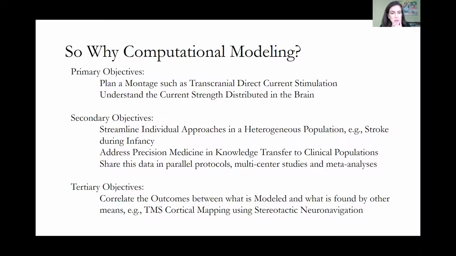Then the tertiary objective is to correlate the outcomes between what is modeled and what we have found in terms of TMS cortical mapping using stereotactic neuronavigation. If we can have that precision, and some confidence in terms of where we are and what we're doing, we can model and also look at the neurophysiologic outcomes and meld those ideas.